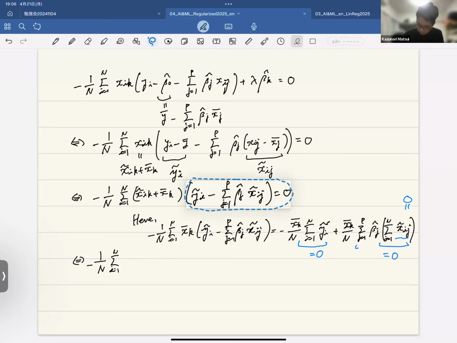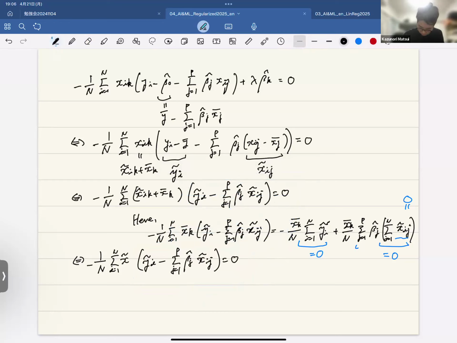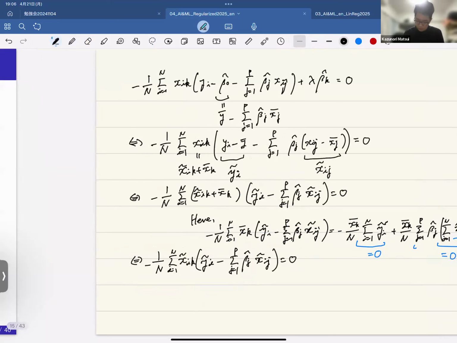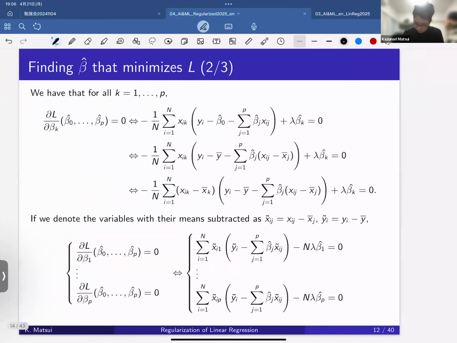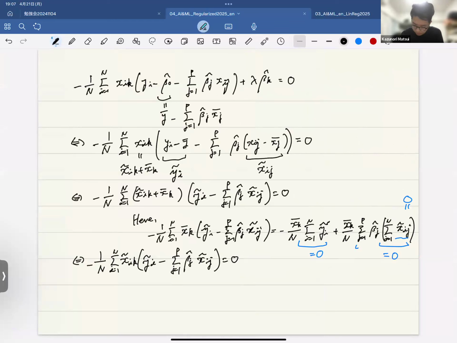Let's copy. So we obtain. Oh, I forgot. Well, I forgot this part. Oh, I forgot.